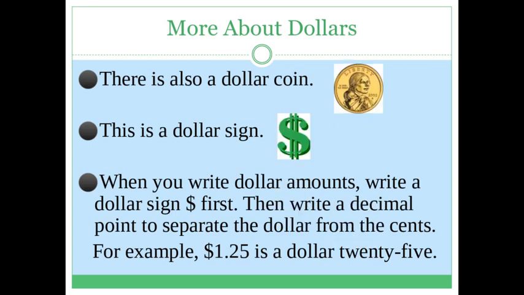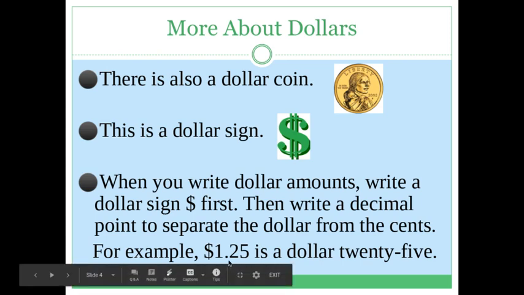and this is our dollar sign. When you write dollar amounts, you'll always put the dollar sign first. That shows how many bills you have, and then you'll have a decimal point that separates your dollars from your cents. So you'll see the example right here. It says $1.25. So $1.25 is a $1 bill and 25 cents.